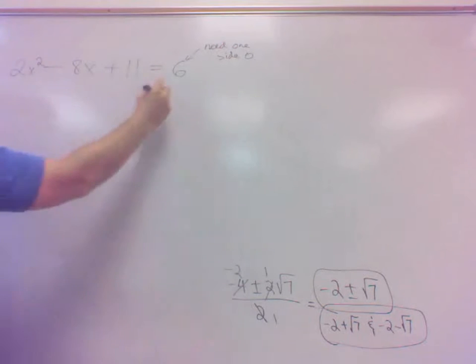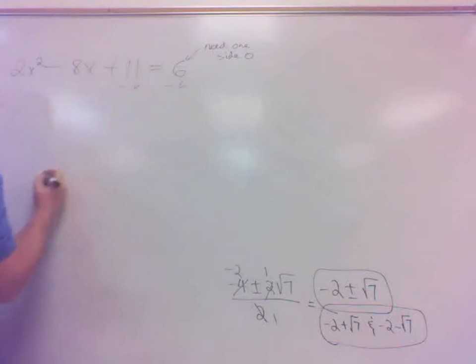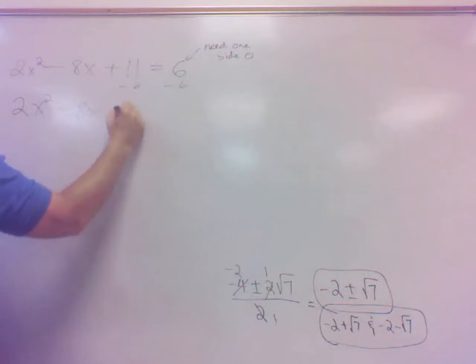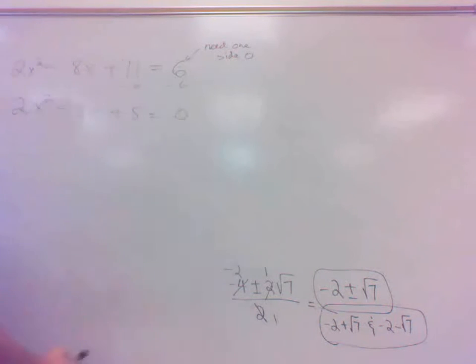So I need to subtract the 6 from both sides. So that'll wind up with 2x squared minus 8x plus 5 equals 0. So now I have my a, b, and c. A is 2, b is negative 8, and c is 5 for the quadratic formula, which is x equals minus b, so that's the opposite of b. B is negative 8, so the opposite of b would be positive 8.